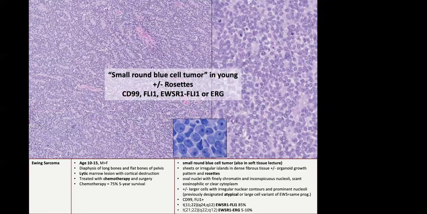Our small round blue cell tumors of bone mostly are on the spectrum of Ewing's or Ewing's-like tumors. Remember that Ewing's can occur in kids, but it can also occur in adults. Small round blue cell tumor with CD99 diffuse strong positivity, FLI1 or ERG being the fusion partners. So nuclear expression of either FLI1 or ERG depending on partner.